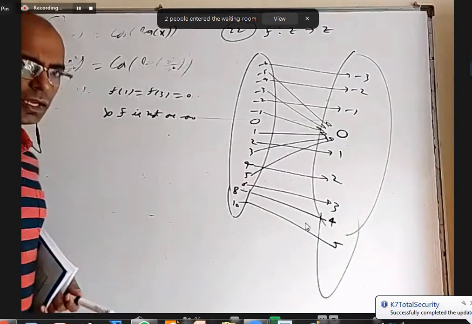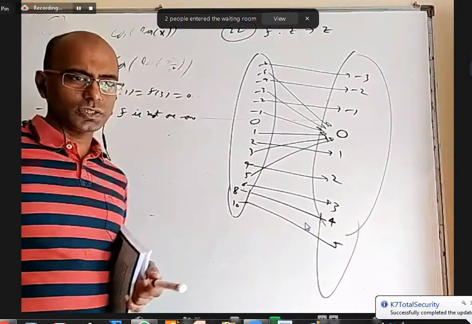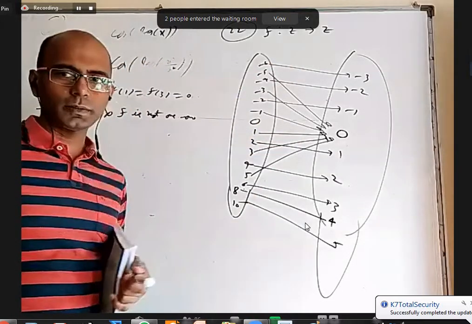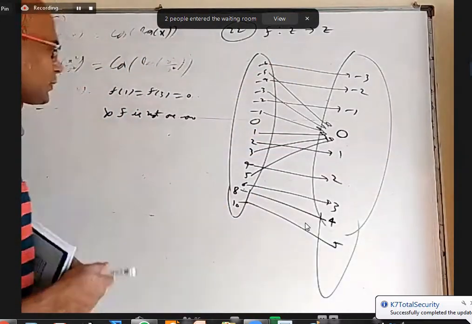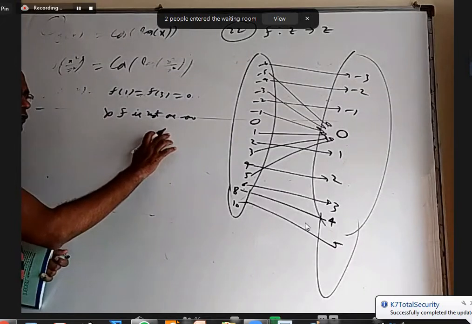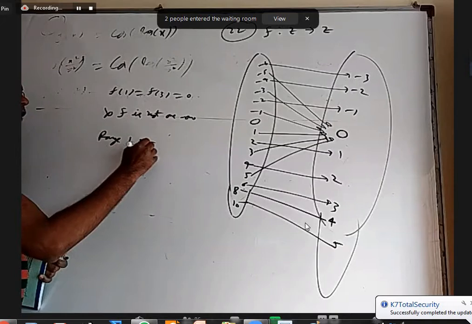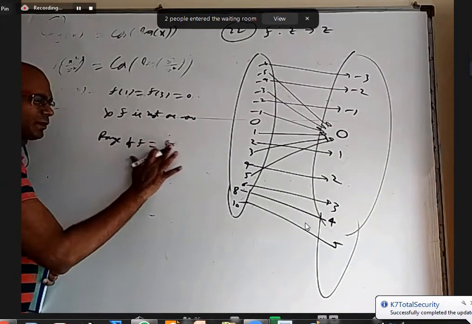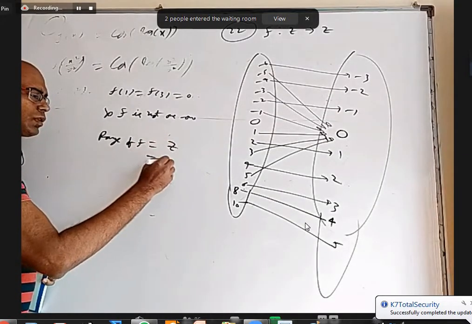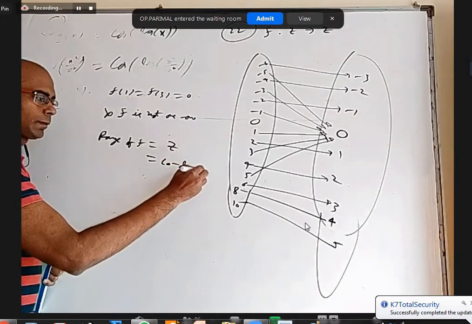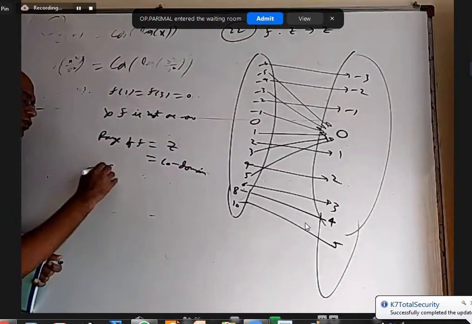You draw an arrow diagram, get a feel of the function. Even though you are not drawing the complete arrow diagram, you will get a feel of what is happening. So f is not 1-1, but the range of f is all Z, which is equal to codomain. Okay, so it is onto. So f is onto.